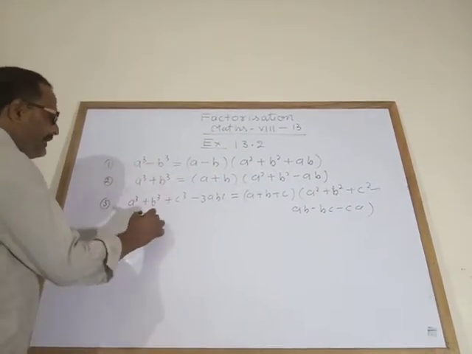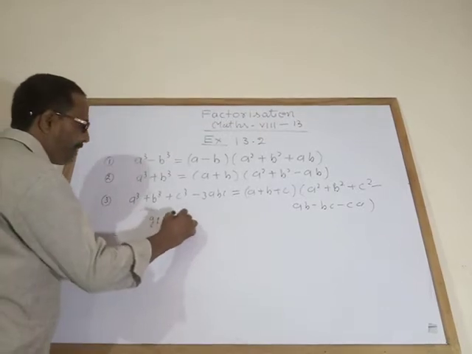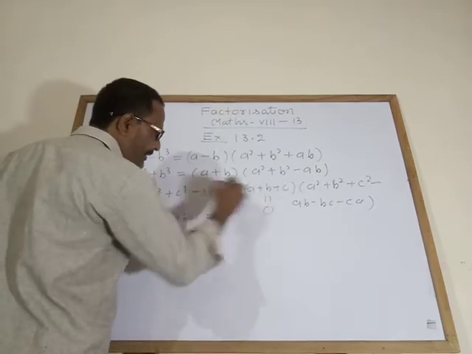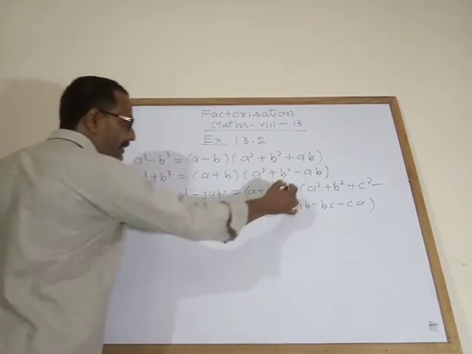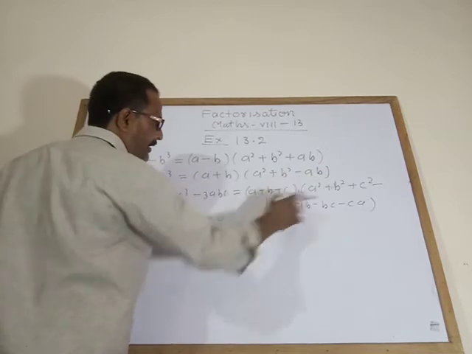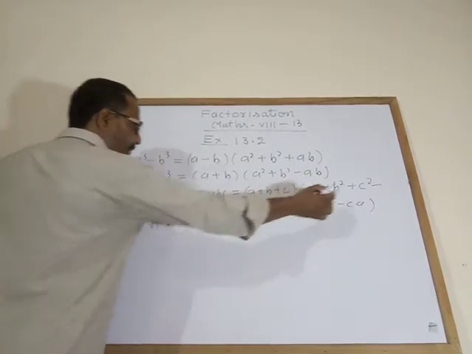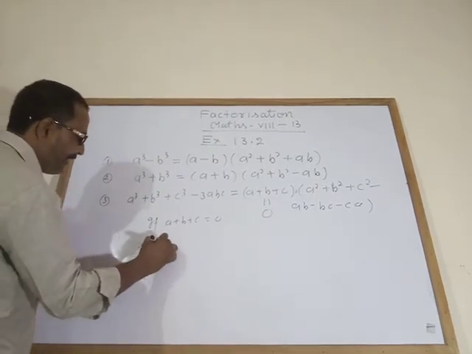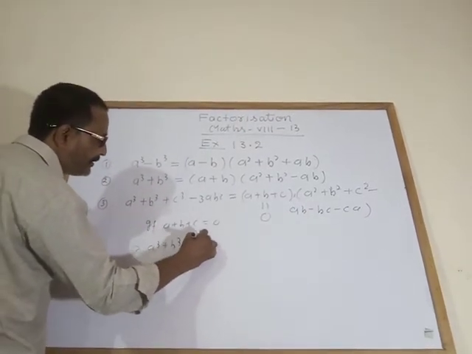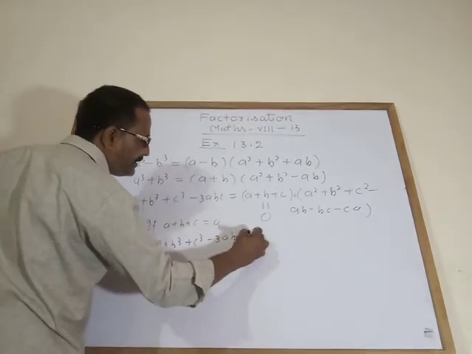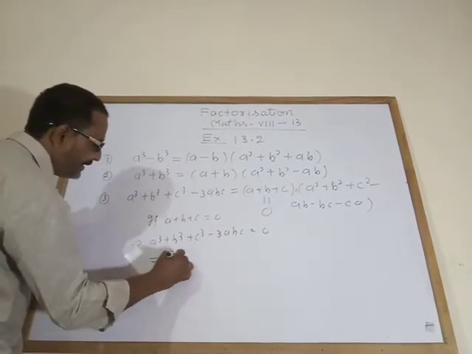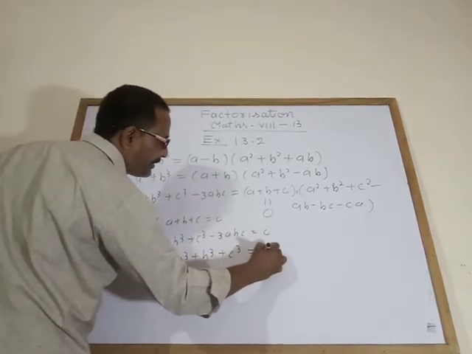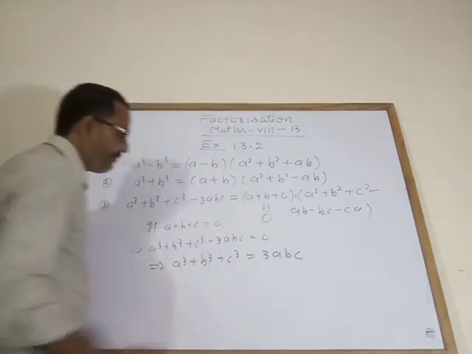Remember that if a plus b plus c is equal to 0, then this term will be 0. You know that 0 multiplied by any number gives 0, which means the whole term will be 0. Then this implies that a cube plus b cube plus c cube minus 3abc is equal to 0. This implies a cube plus b cube plus c cube is equal to 3abc.